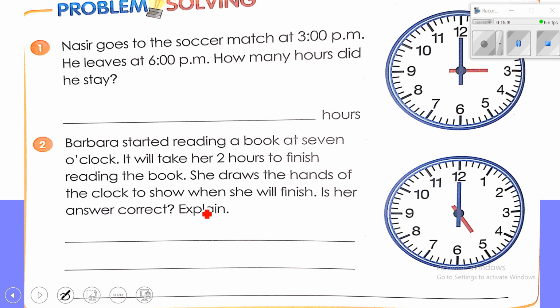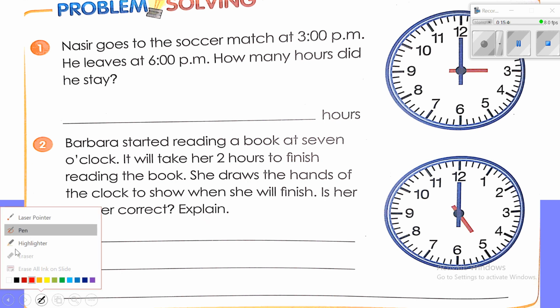Now, this is problem solving. Nasser goes, let's bring my highlighter. Gonna read with me.